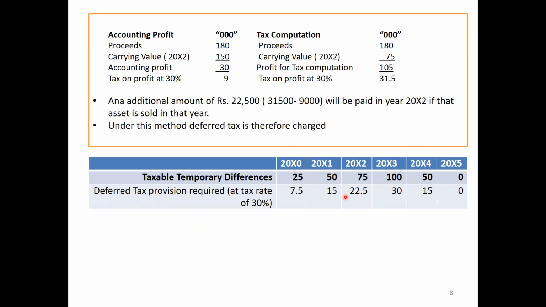2012: 50,000 into 30%, 15. 2012 deferred tax: temporary difference 75 into 30%, 22.5, that is 22,500, right? When the asset is sold in 2012, we have to pay additional tax of 22,500. And if you sell the asset in 2013, again the additional tax is this amount, right? Like that.